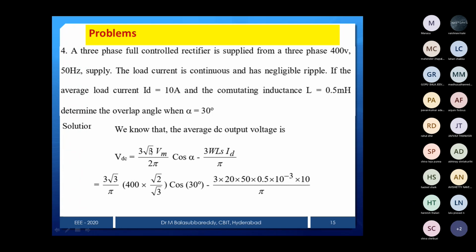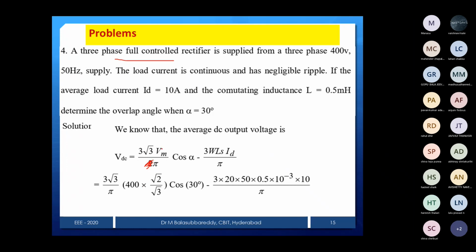So therefore 3 into root 3 by pi. So Vm, how will you get it? Just a minute. This is not by 2 pi. This is by pi here, because it is a full controller only. Full controller: 3 root 3 Vm by pi, not 2 pi.